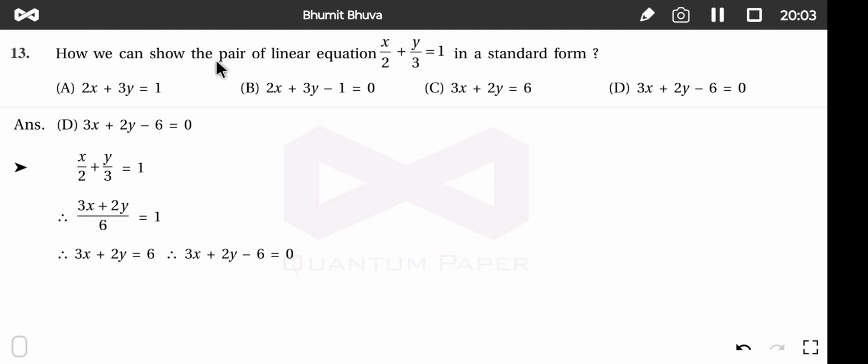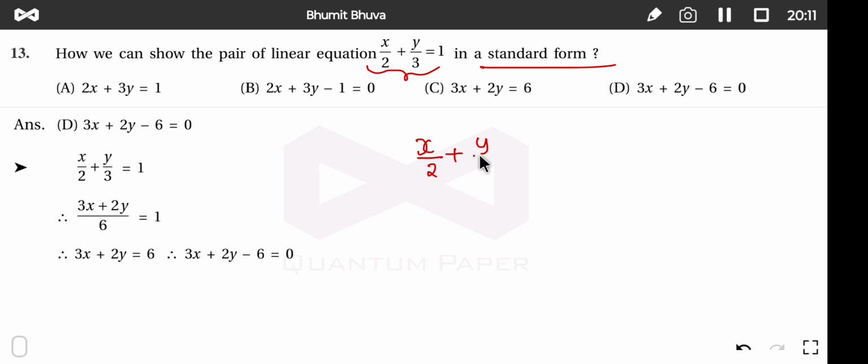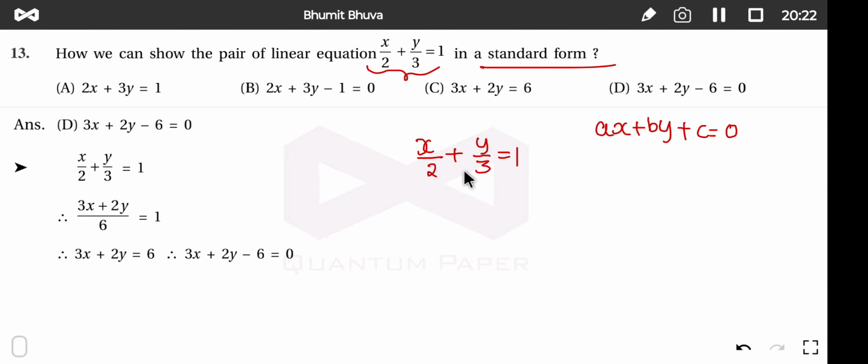Look at the next. How can we show the pair of linear equations x by 2 plus y by 3 is equal to 1 in standard form? So x upon 2 plus y upon 3 is equal to 1. We have to write down the standard form. Standard form means ax plus by plus c is equal to 0. In this form we have to write it down. So we will do the cross multiplication, nothing else. So 3 into x, 3x plus 2 into y, 2y, divided by 3 into 2, that is 6, is equal to 1 as it is.